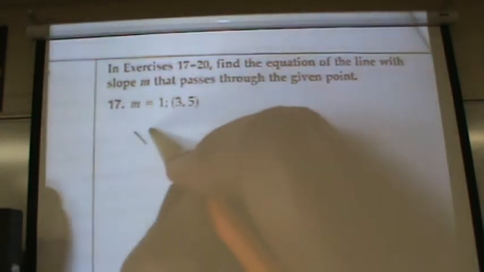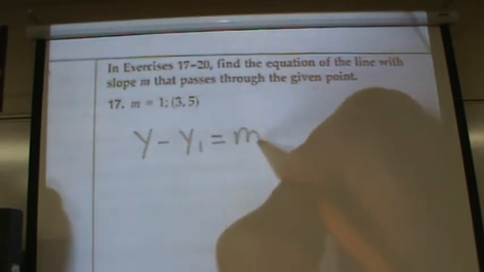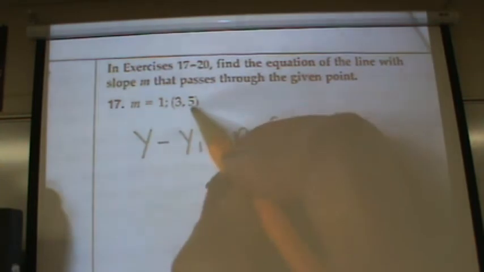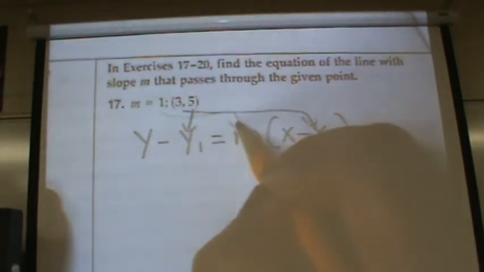Want to do point slope? Tell me what to put. So plug in your stuff. So 1 minus 5. The 5 goes here, the 3 goes here, and the 1 goes here.